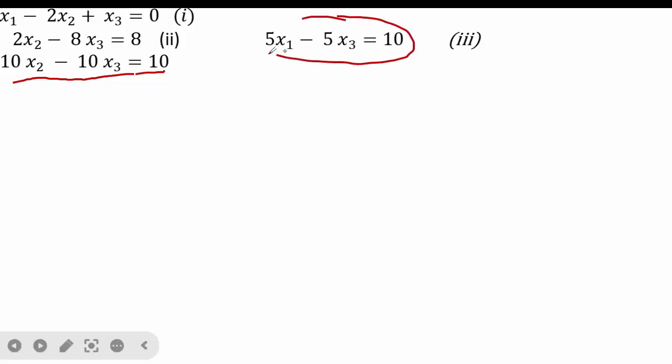How? 5x1 minus 5 times x1 gives 0. This 0x2 and minus of minus 10 times x2, 2 into 5, 10, that becomes 10x2. And this minus 5x3 and this minus 5 times x3 equal to minus 10x3, equal to 10.